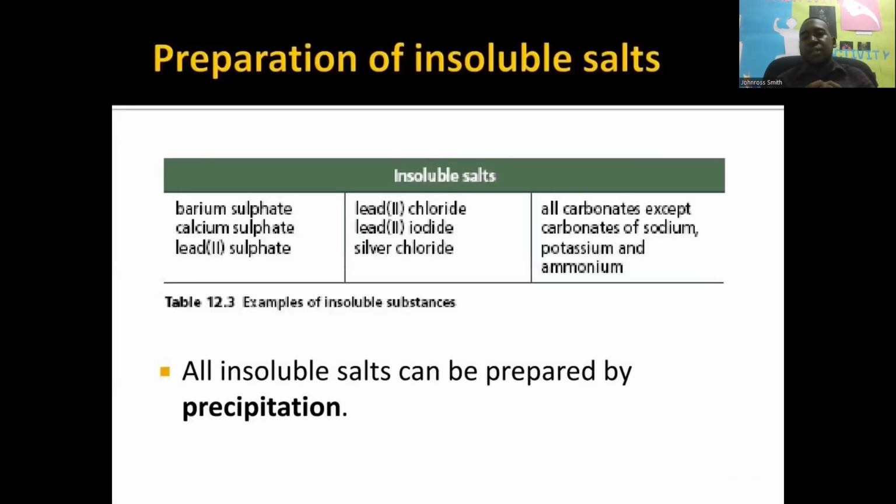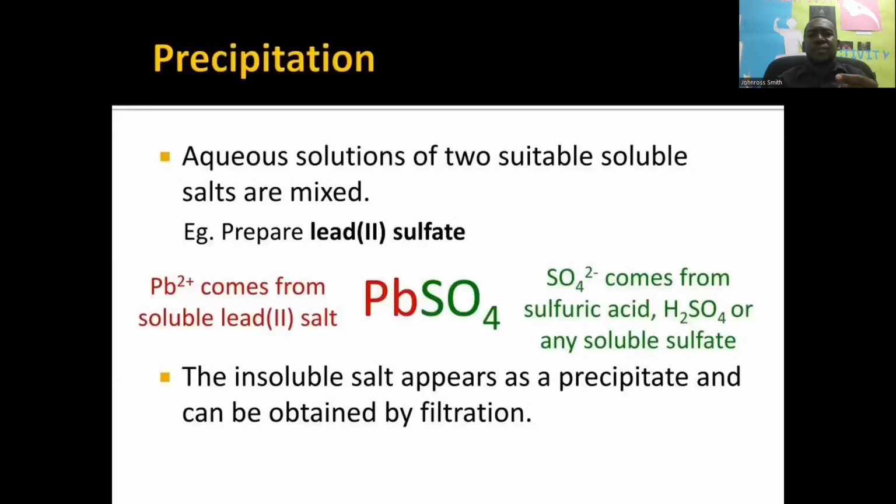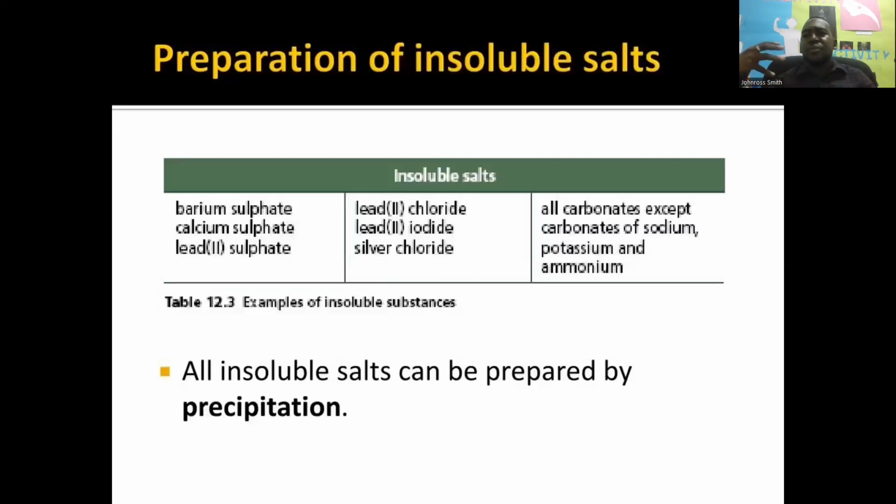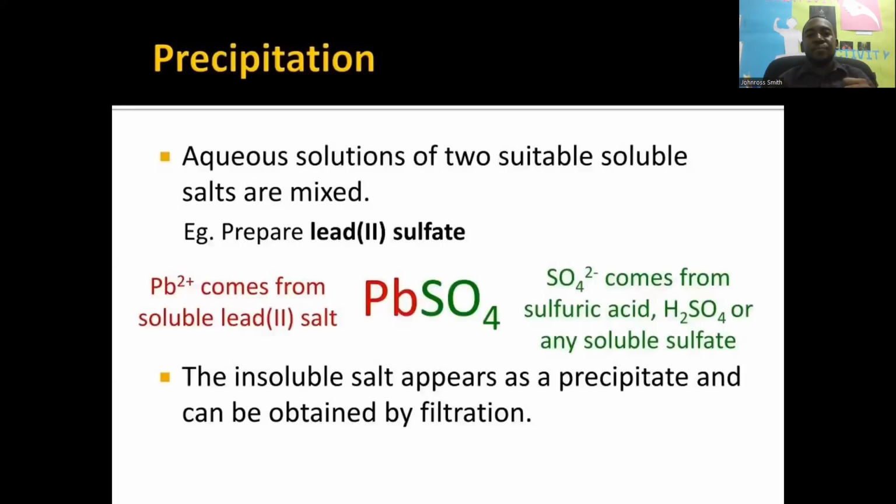Preparing insoluble salts. These are some examples of insoluble salts, right? All insoluble salts are prepared by the process of precipitation. Precipitation is basically when we mix things together, and because what is formed will be insoluble, it's not going to dissolve, it will settle as a residue at the bottom of your mixture. That's what we call a precipitate.